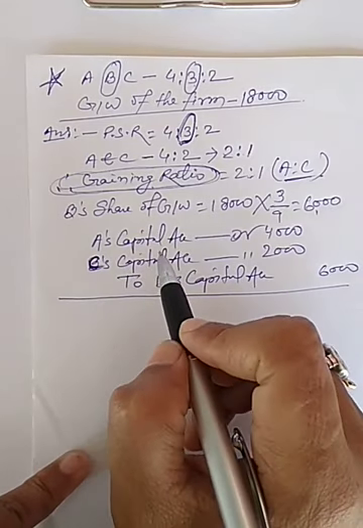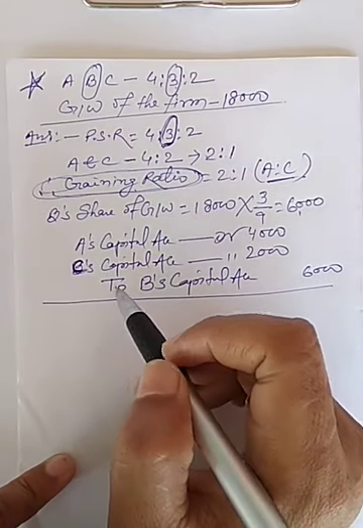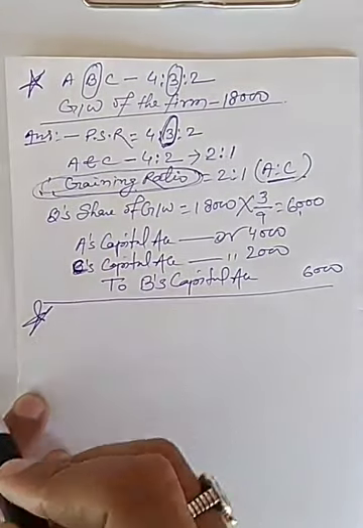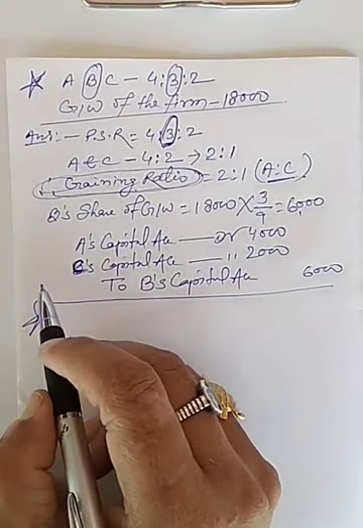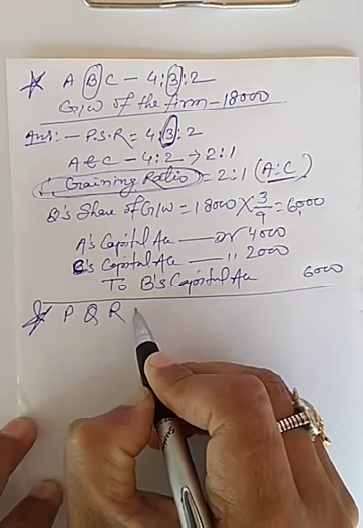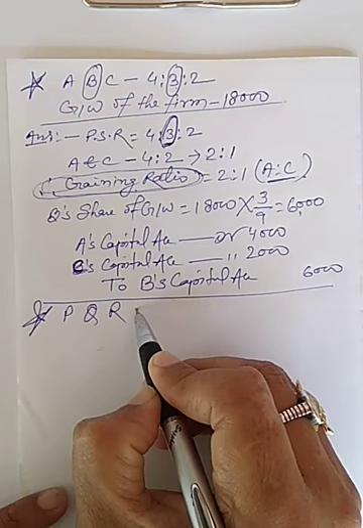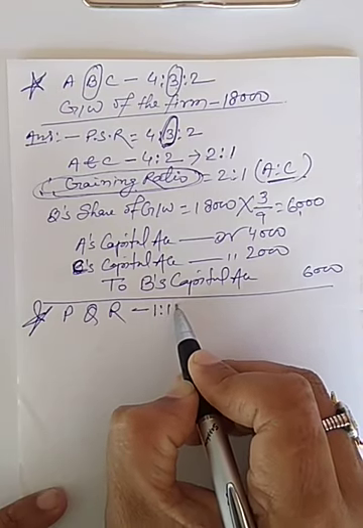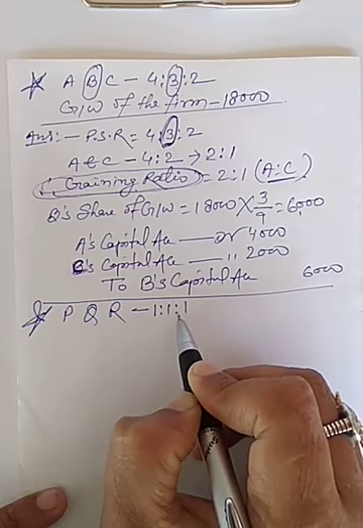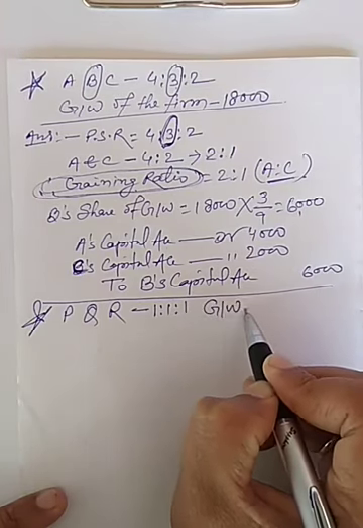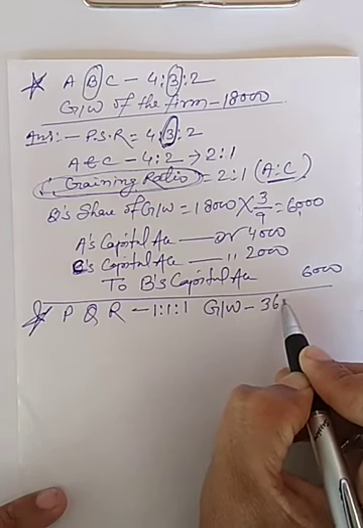Now see the next problem. Suppose P, Q and R are partners in equal ratio, that means 1:1:1, and goodwill of the firm is valued at 36,000.